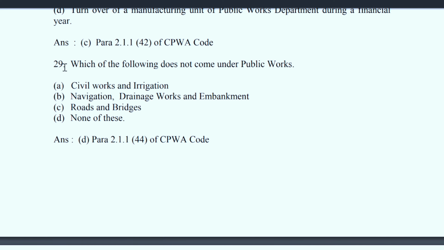Next, 29. Which of the following does not come under public works? Option A, civil works and irrigation, navigation, drains works and embankment, road and bridge. So the answer is D, none of these. All the work is under the public works.